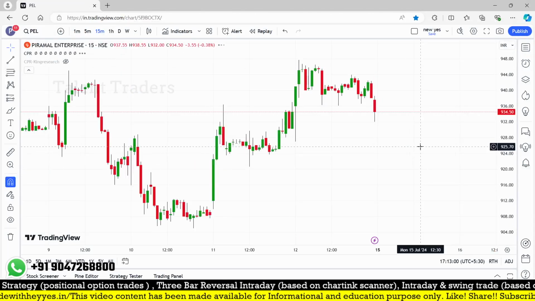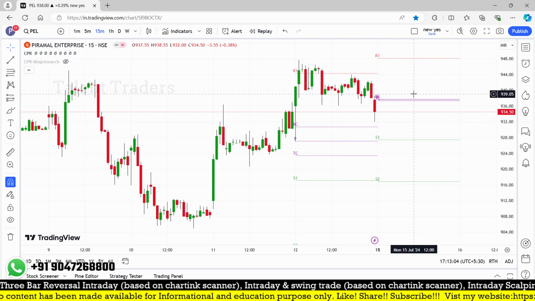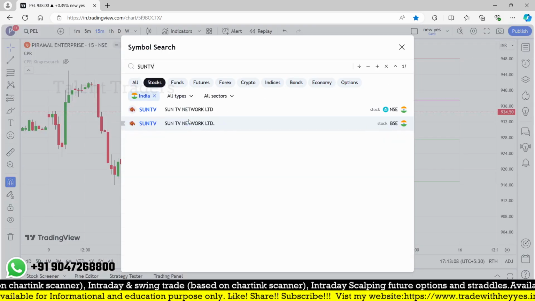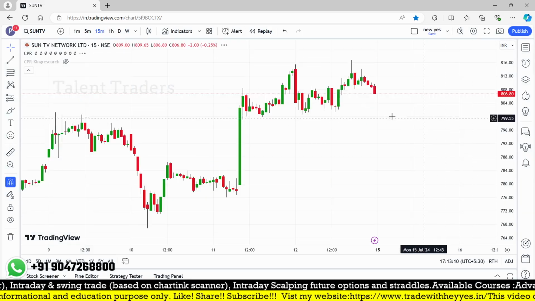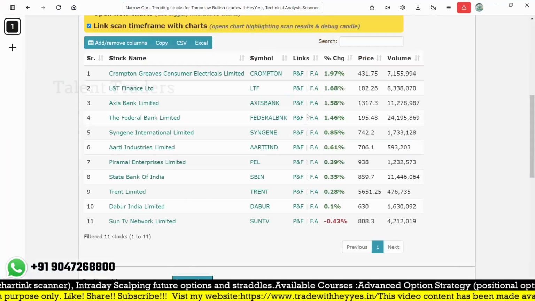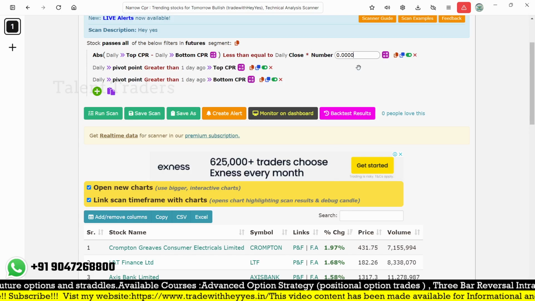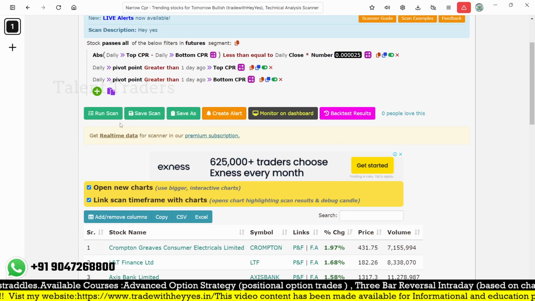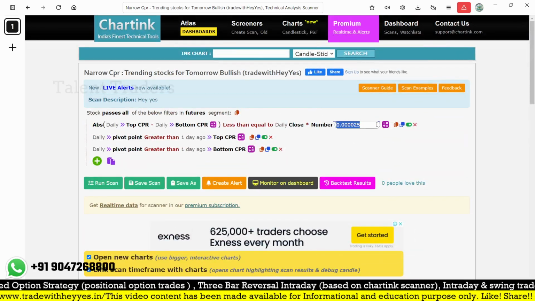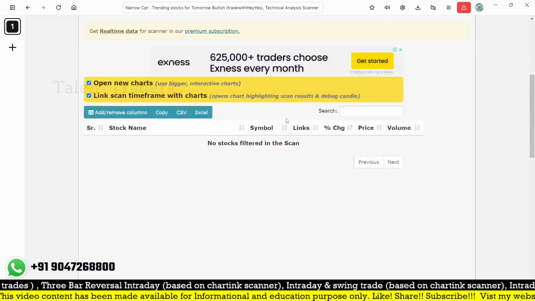So one day in advance we will be finding out the stocks which are forming tomorrow, and that we can easily identify for tomorrow. Sun TV. Okay, so here one more thing, this will also be very tight tomorrow. So even we can filter out this tight range with this number, 0.005 and 0.0025. So if you do this, there will be no stocks in 0.004, so we will be reducing the number of stocks.